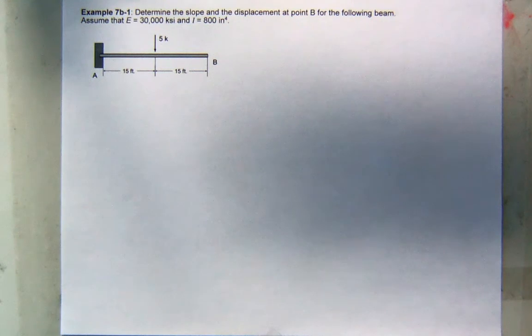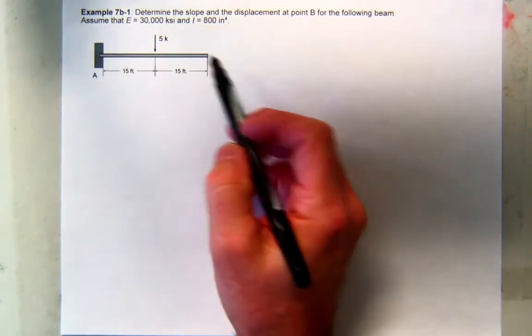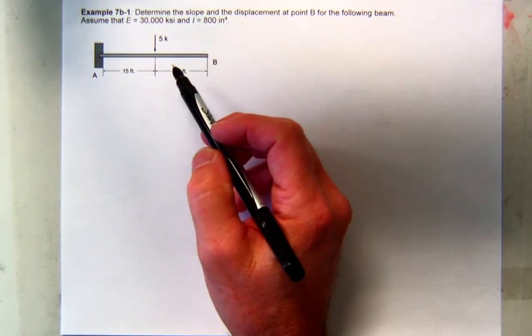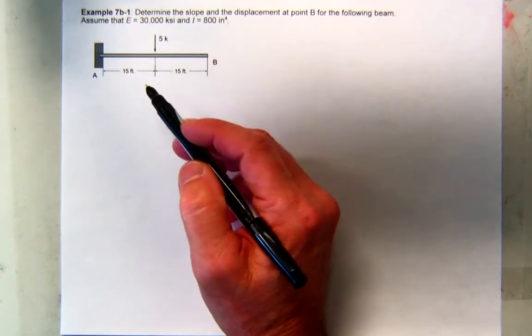All right, so let's work this problem. We've got a cantilever beam with a load of 5 kips in the middle. Before we do this, let's just talk about what you'd have to do if you wanted to do direct integration.